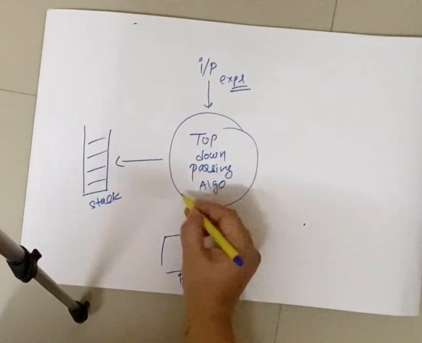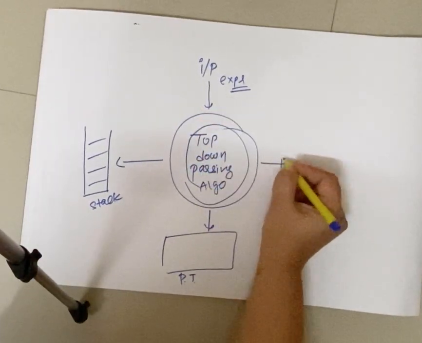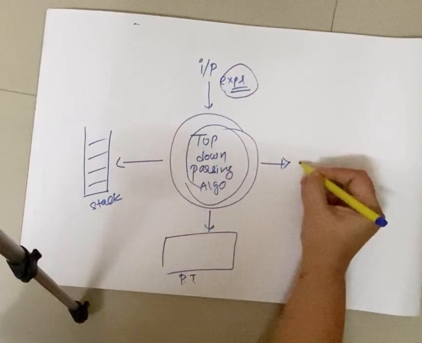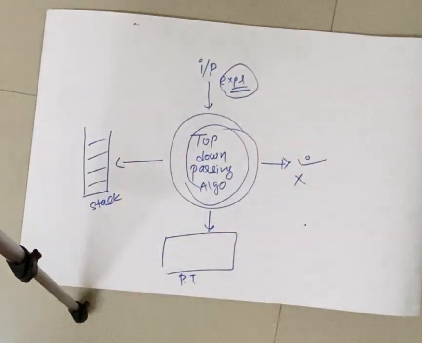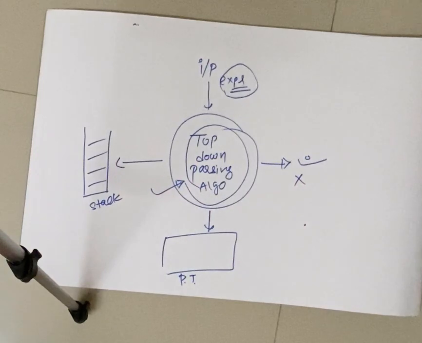Now what we have to discuss is this top-down parsing algorithm, which will work and check whether the given expression is syntactically valid or not valid, and hence contains some errors. So what we are now to discuss is the top-down parsing algorithm, the non-recursive predictive parsing algorithm.